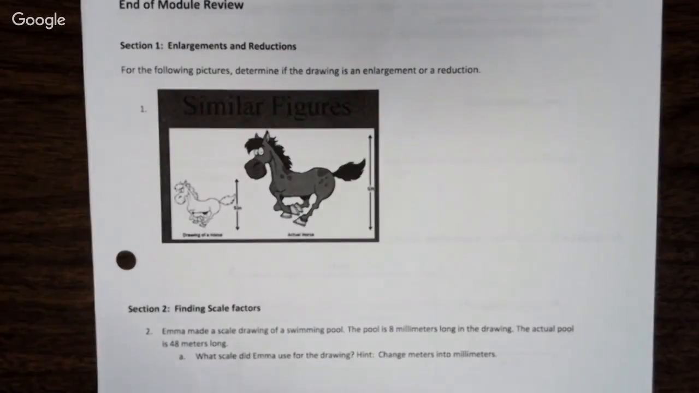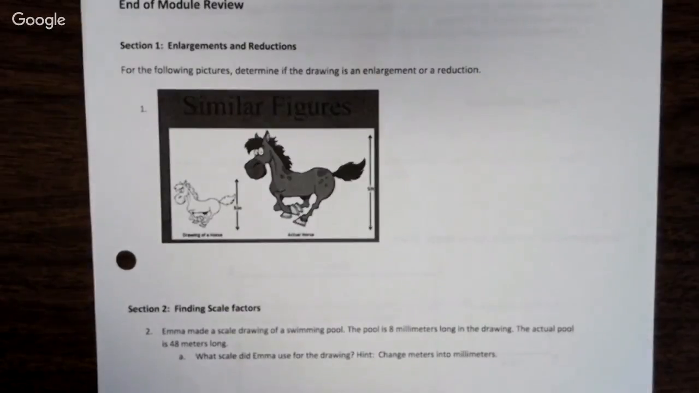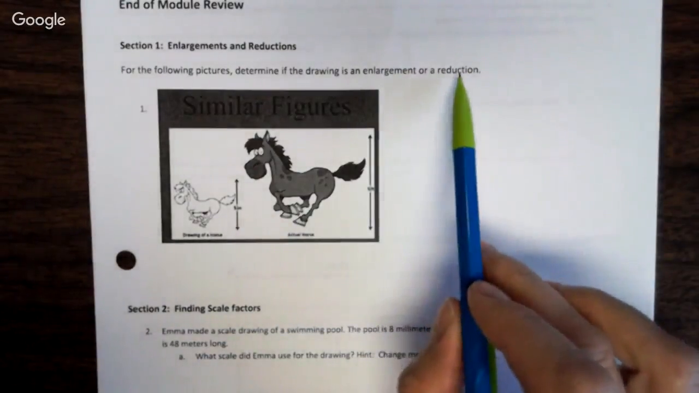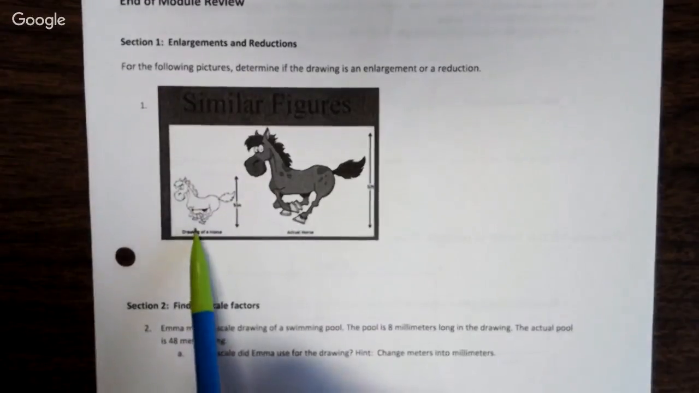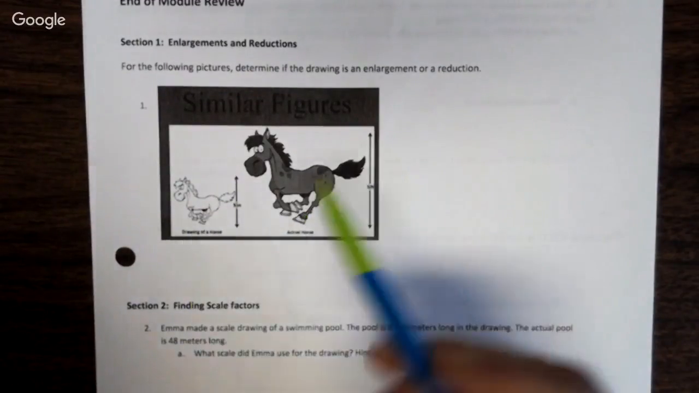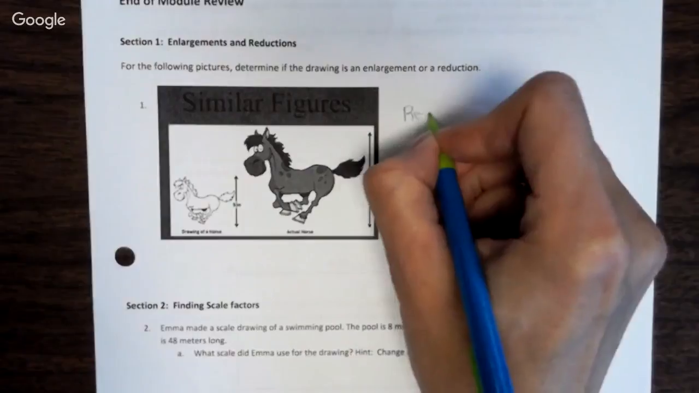All right, this is Module 1, the end of module review. We're going to go through this, and this is what you should know for that test that you will be taking tomorrow in class. So for the following pictures, determine if the drawing is an enlargement or a reduction. Just remember that an enlargement is bigger, reduction is smaller. So here's the drawing. Here's the actual horse, so that would be considered a reduction.